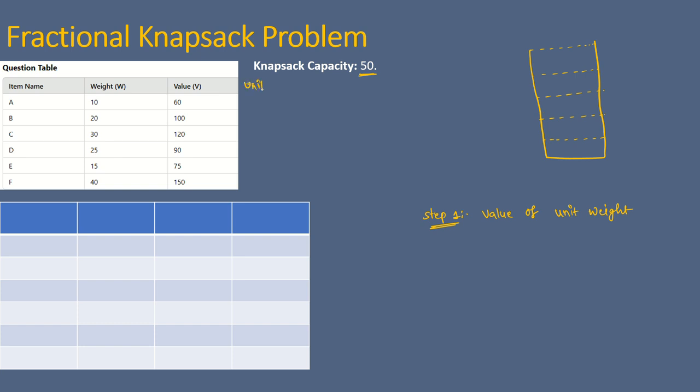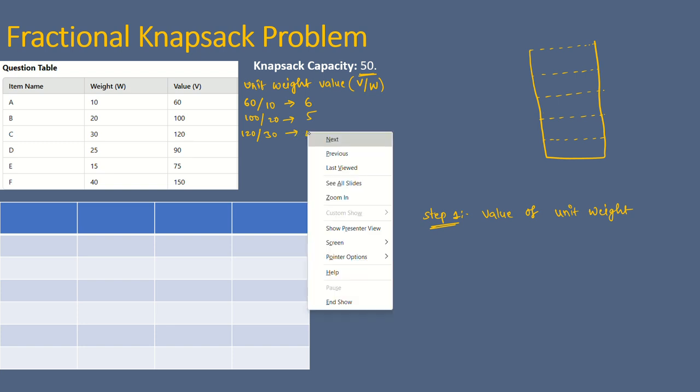So unit weight value I am going to find. How can I find? Total value divided by how many units of weight available. That I need to find. So here this is total 60 units of value, and 10 units of weight available of capital A. Then unit weight is 6. Second one, 100 divided by 20, total 5 units. Next, 120 divided by 30, unit weight is 4.